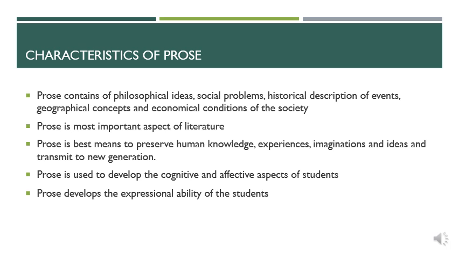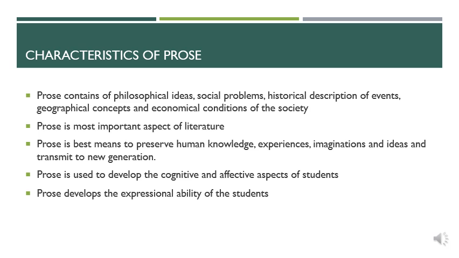So like this, prose will contain some historical descriptions, and also geographical concepts. Geographical concepts, like we have some lessons based on the Himalayan mountains, oceans, and some rivers. So like this, some geographical concepts are also given in prose. And economic conditions of the society. So what are the conditions prevailing in the society? These things a prose will contain. The prose will contain all the aspects of the society, and also some historical descriptions and geographical concepts of the world.